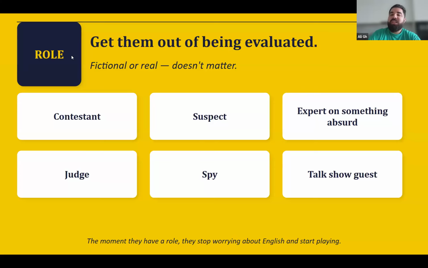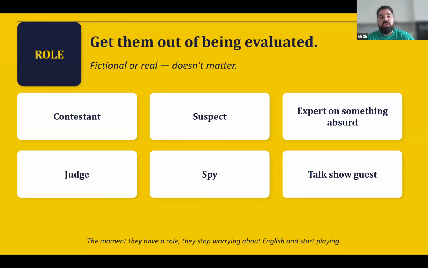Role. What is a role? You get them out of being evaluated. Fictional or real, it doesn't matter. The idea is that a lot of students are afraid of being judged because of who they are, and they always think that they're being evaluated. The moment you figure out how to bring down that wall is the moment that you win them over.